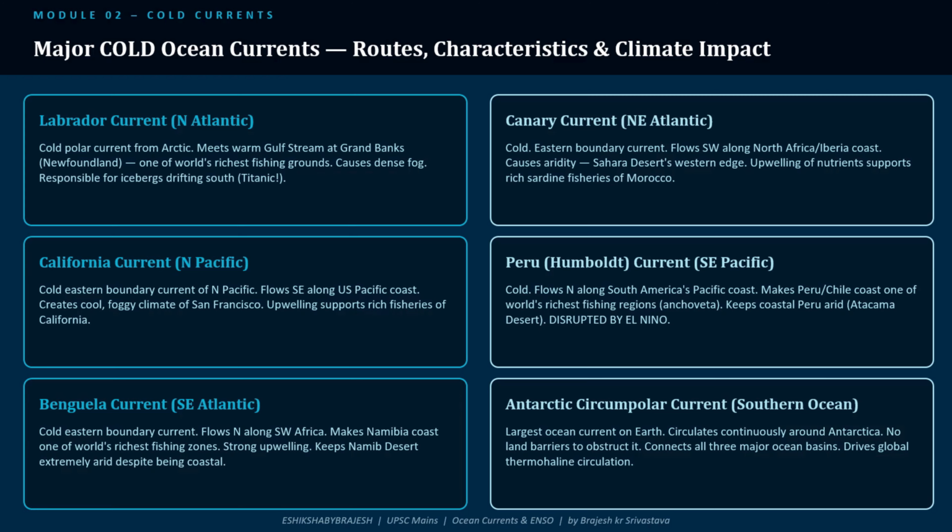UPSC key: cold currents flow along western coasts of continents in both hemispheres: Canary, West Africa; California, West USA; Benguela, West Southern Africa; Peru, West South America. This is why west coasts of continents at tropical latitudes tend to be A or D. Classic exam question.